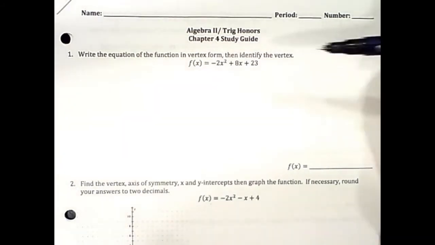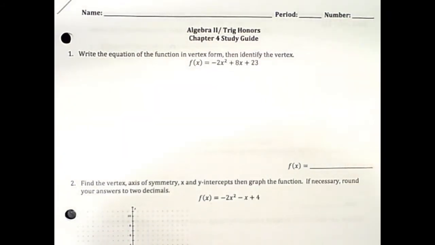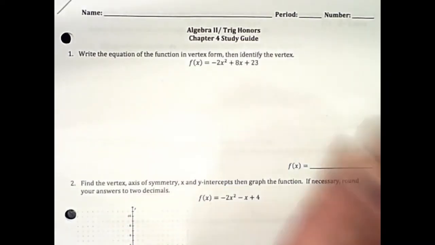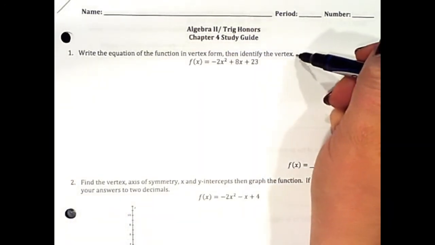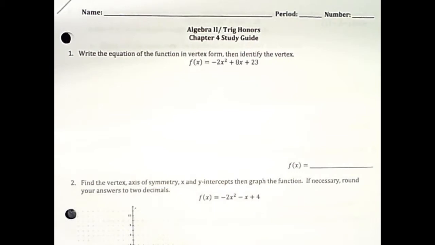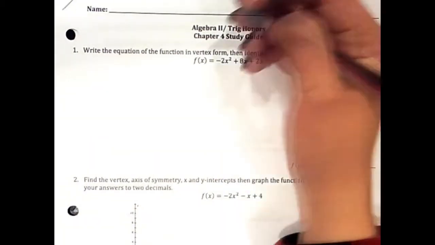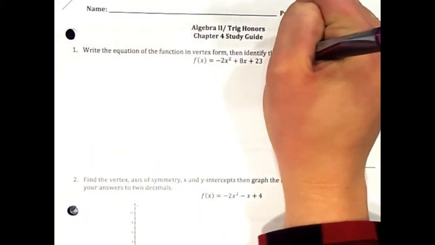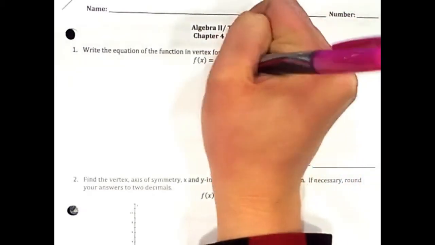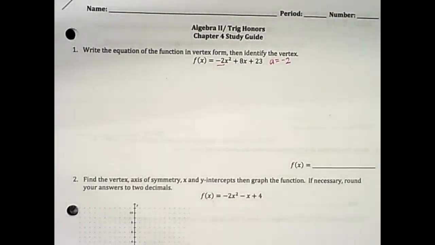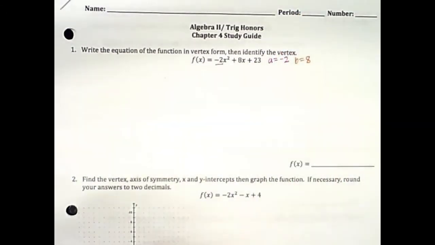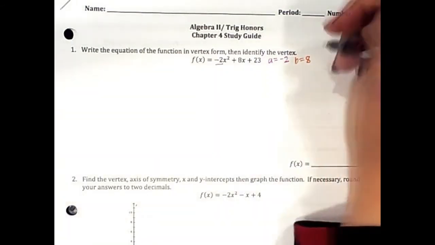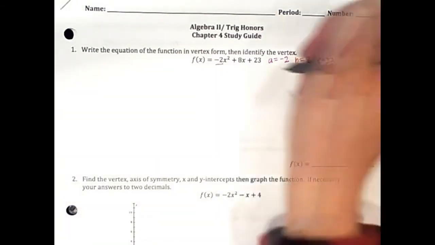So let's start with number 1. It says write the equation of the function in vertex form, then identify the vertex. So our first step is we first have to identify the vertex before we can get it in vertex form. So I like to just identify all of my values. I know that A is -2, B is 8, and C, which is my constant, is 23.